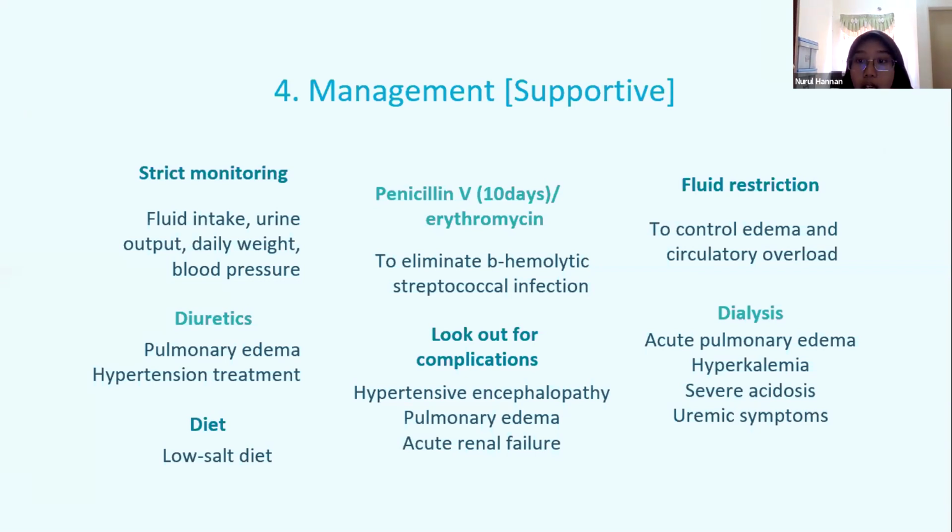And then we should also restrict fluid intake to control edema and circulatory overload. And we should also give diuretics to patient with pulmonary edema and also for hypertension treatment. And also for the diet, we should give patient diet without salt, and also look out for complication of glomerulonephritis such as hypertensive encephalopathy, pulmonary edema, and also acute renal failure. And if the patient is unresponsive to diuretics, we should do dialysis. In patient with acute pulmonary edema, hyperkalemia, severe acidosis, and also if the patient has presenting uremic symptoms.